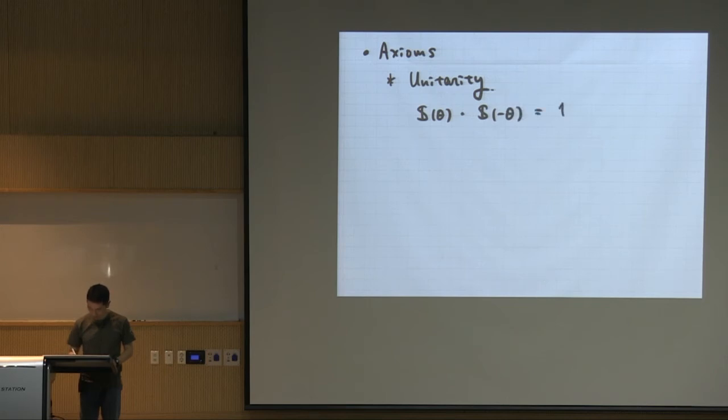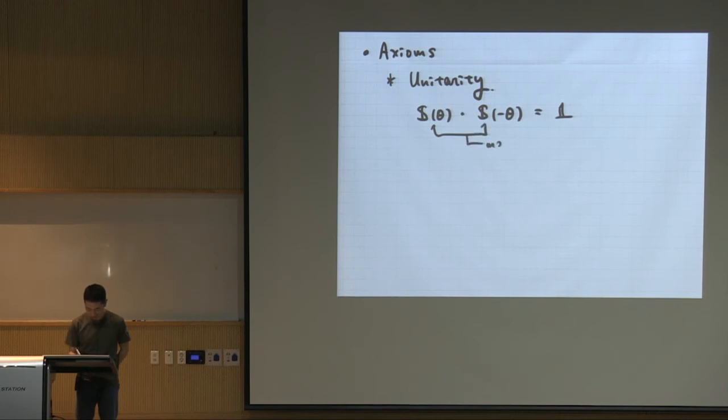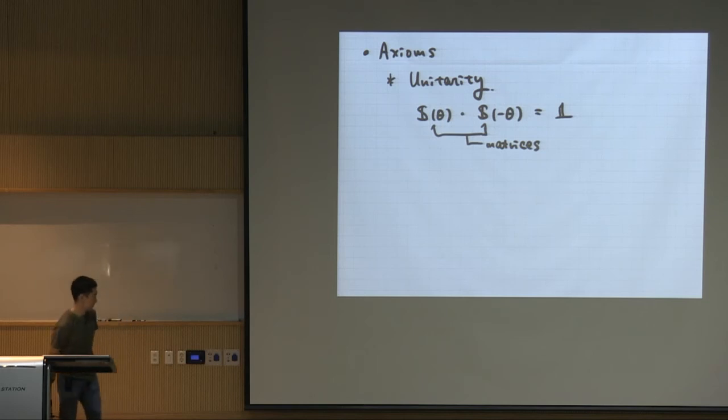To bootstrap the S matrix, I need to impose some consistency conditions, which I call axioms. The first consistency condition is the unitarity of the S matrix. What is the unitarity of the S matrix? It basically means S times S dagger equals 1, because probability is conserved. In the language of theta, you can express it in this way: S of theta times S of minus theta, these are matrices, and this dot is matrix multiplication, is proportional to the identity matrix.